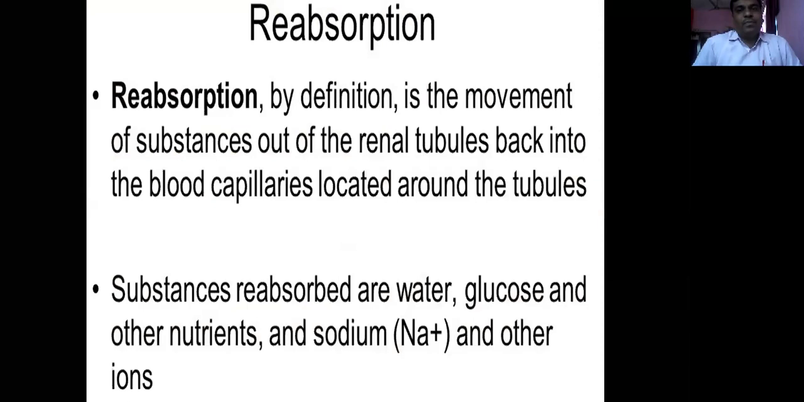Then the second step, reabsorption. Reabsorption is the movement of substances out of the renal tubule back into the blood capillaries. It means the efferent arterioles continue along with the renal tubules, and these blood vessels, generally by the process of diffusion, reabsorb the important materials which are filtered into the renal tubules. This is called reabsorption.